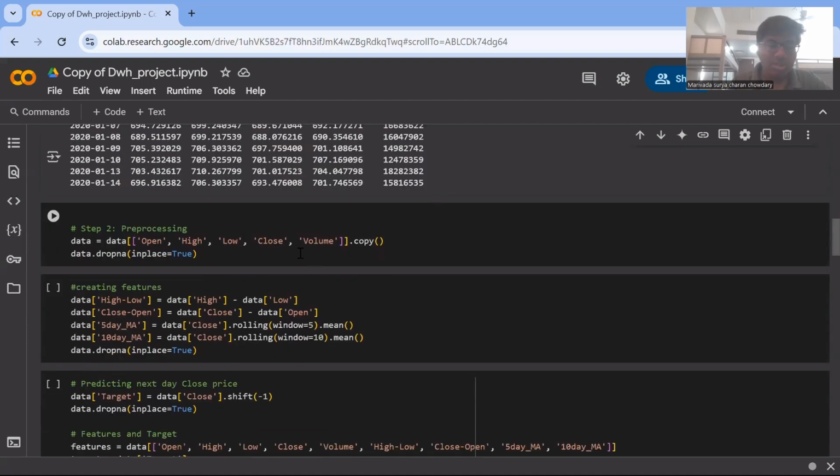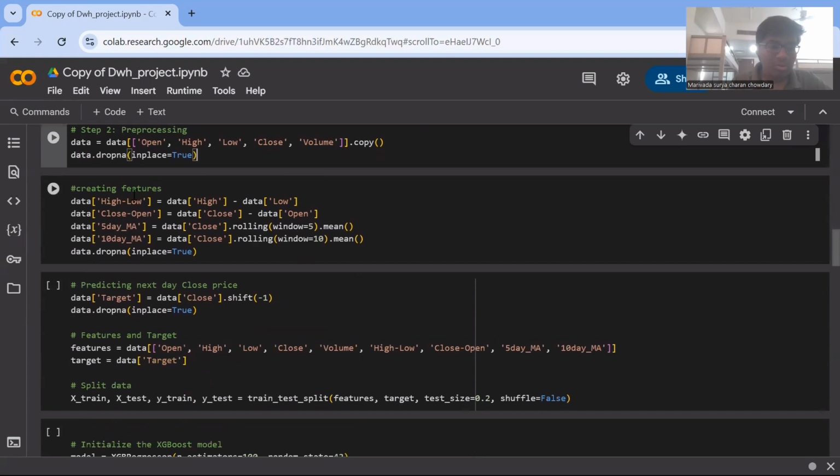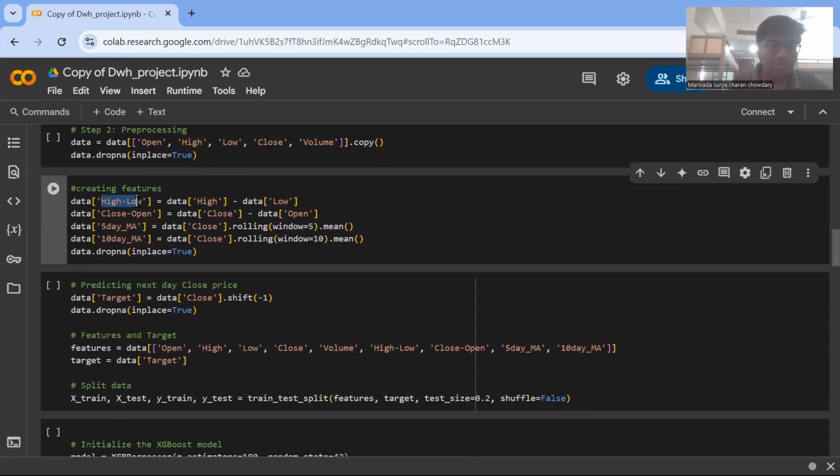Now let us go to the second step. Here we have used data pre-processing, which means the rows having missing values will be deleted. Now let us go to creating features. Here we have created some features. High minus low is a feature which subtracts the lowest price from the highest price. It will tell how much fluctuation there is in the stock prices. Close minus open will tell whether the stock has increased or decreased, meaning on that particular day, the stock went up or down.